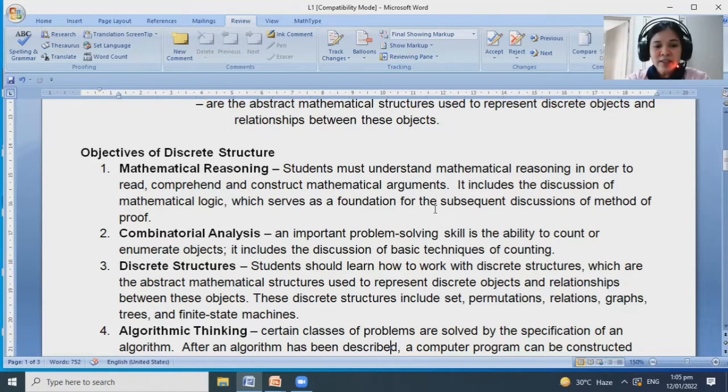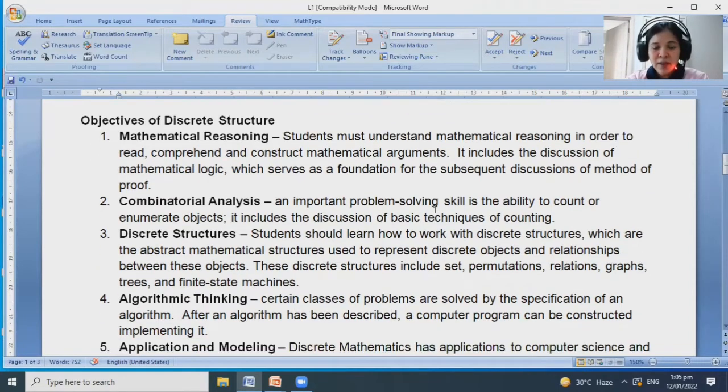The number 3, discrete structures itself. The students should learn how to work with discrete structures, which are the abstract mathematical structures used to represent discrete objects and relationships between these objects. These discrete structures include sets, permutations, relations, graphs, trees, and finite state machines.